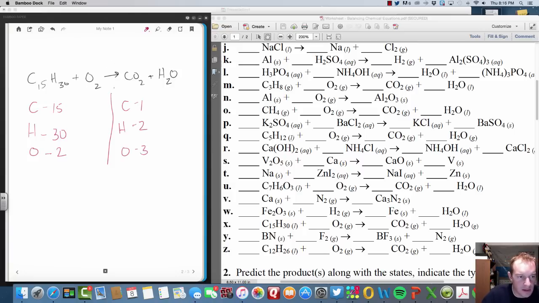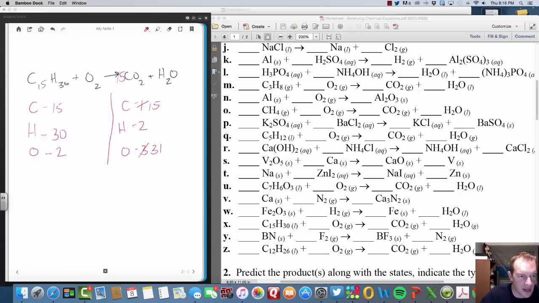To balance the carbon in carbon dioxide, first we're going to put a 15 as our coefficient in front of CO2. That changes this to 15. Now we want to count the number of oxygens we have left. We have 15 times 2, which is 30. Plus don't forget about that 1 there, which will make it 31.